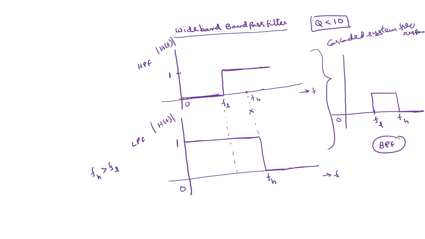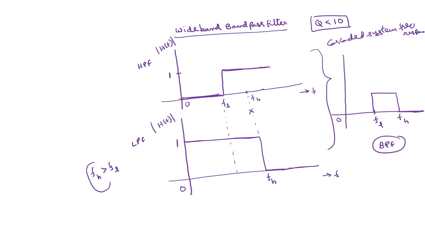But this technique is valid only for the wide band pass filters. So in order to obtain the wide band pass filter, what you have to do is cascade a high pass filter with low pass filter such that the cutoff frequency of low pass filter is greater than cutoff frequency of high pass filter. This is the cutoff frequency of low pass filter. This is cutoff frequency of high pass filter.